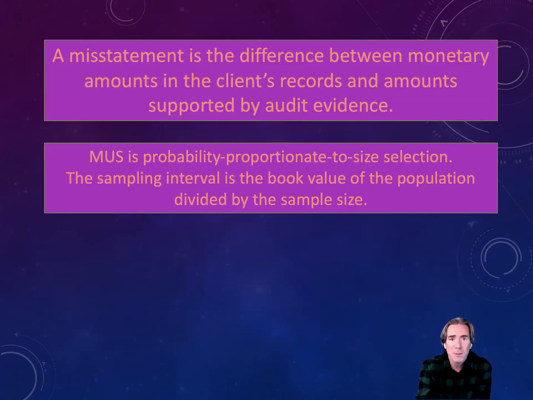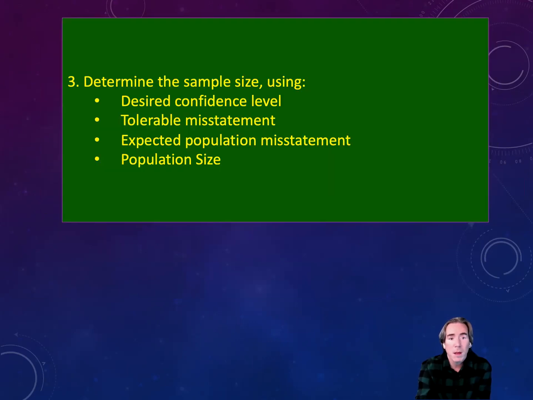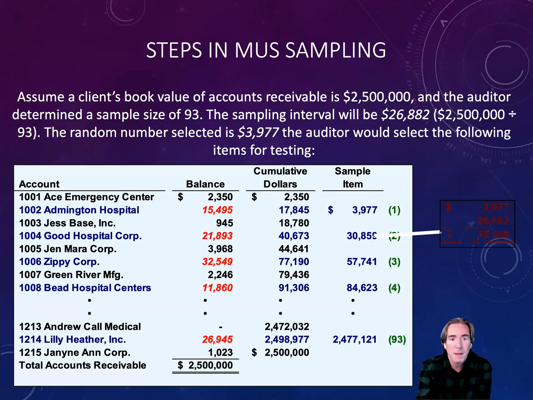A misstatement is the difference between what we find and what the client says. And so nothing new about determining the sample size. So how we actually find the account. So we're going to determine our sample interval, which means we're going to take our book value divided by our sample size. That tells us our sample interval.